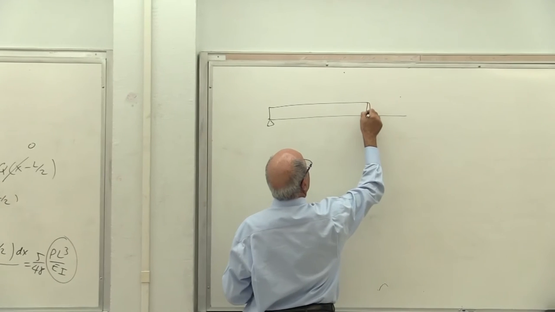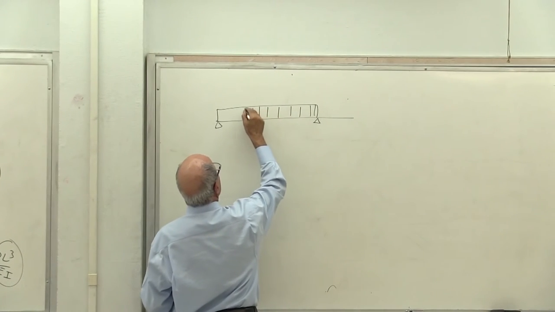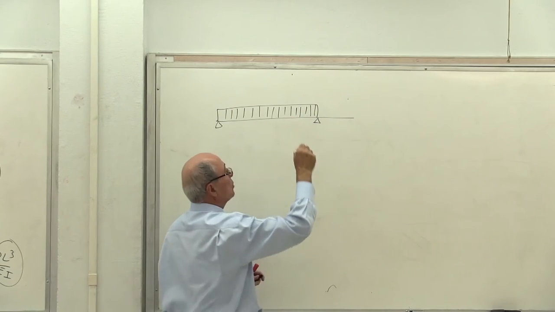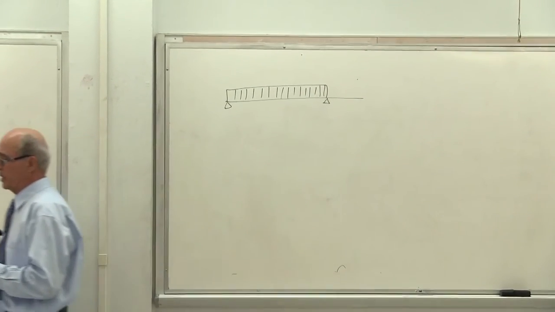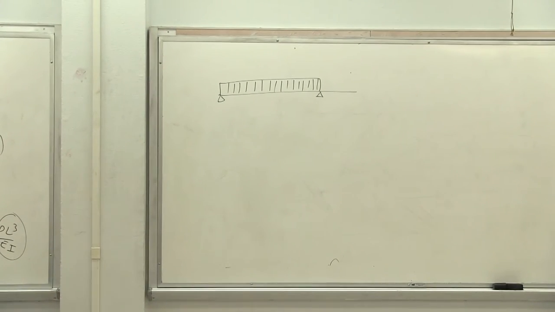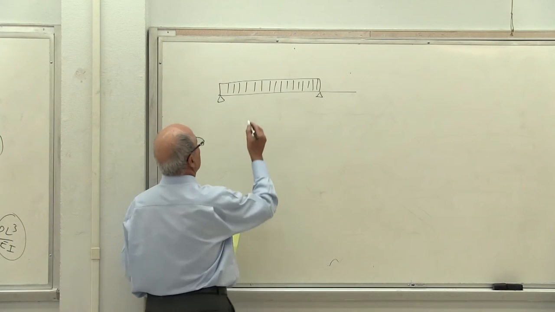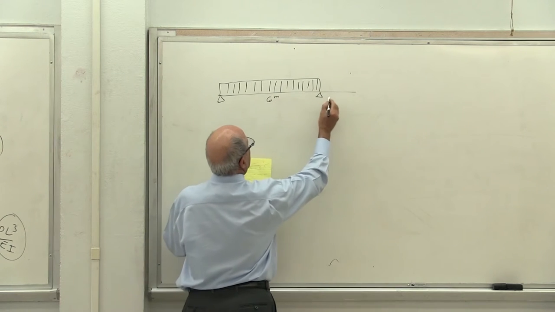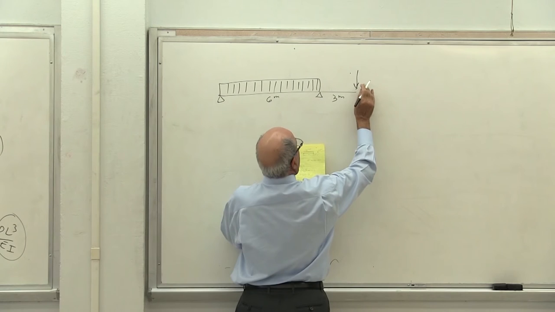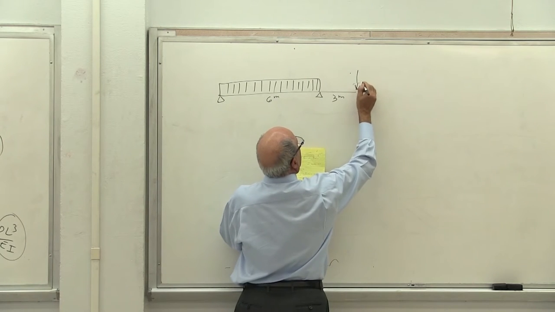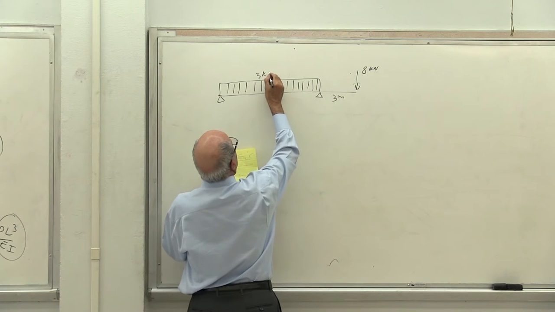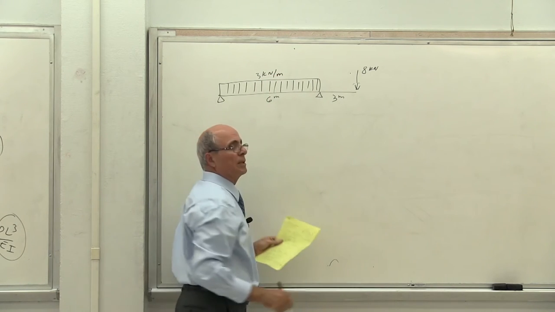I did it for the other class. I think it's one of the questions in the book, maybe with a different number. I don't remember when I wrote that down, but nevertheless, this is a very good problem to do. This is 6 meter, this is 3 meter, and this is a force of 8 kilonewton, and this is 3 kilonewton per meter.